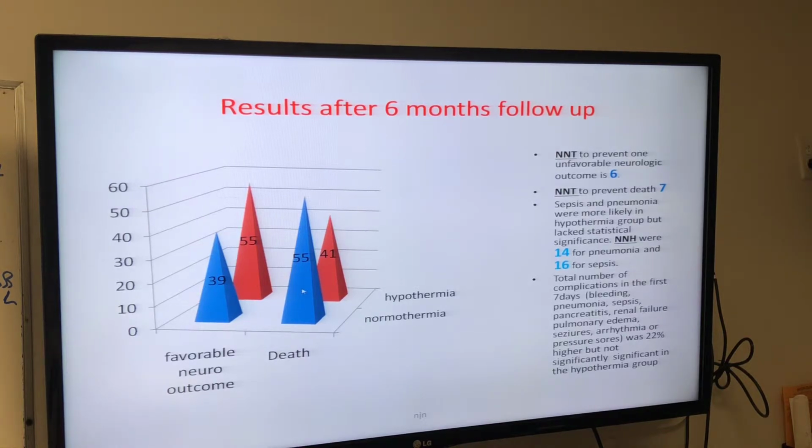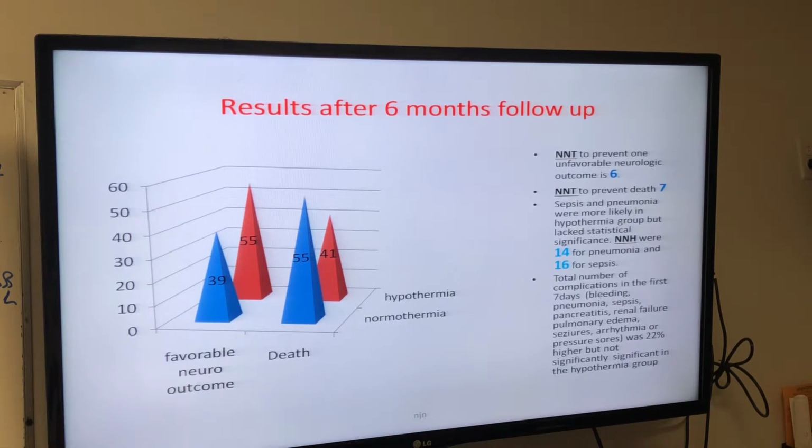These are the results. They found death decreased from 55 to 41%, and the favorable neurologic outcome improved from 39 to 55%. Number needed to treat to prevent 1 unfavorable neurologic outcome was 6. Number needed to treat to prevent 1 death was 7. And number needed to harm to cause pneumonia was 14. And number needed to harm to cause an episode of sepsis was 16.